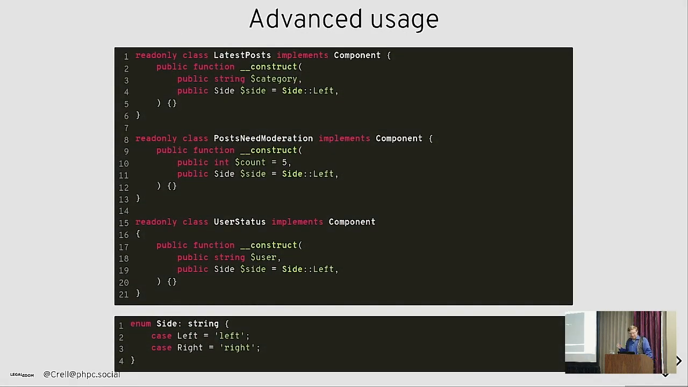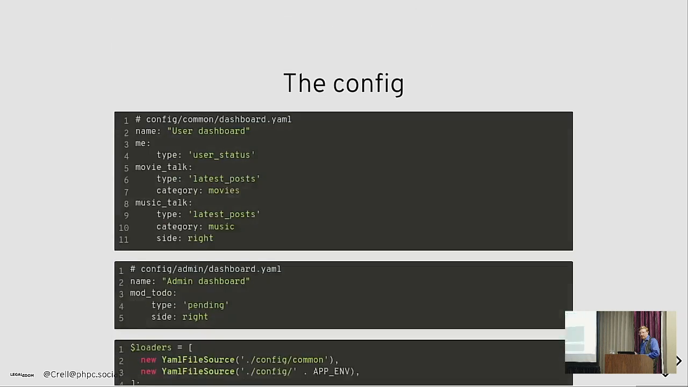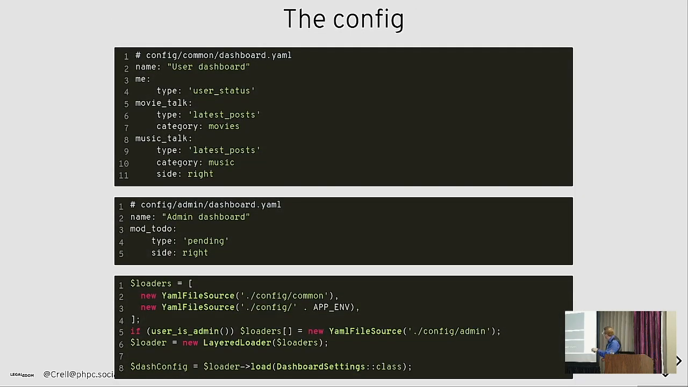Now we can define a couple of components which have some properties. They're backed by an enum. OK, nothing fancy here. And now we have a common dashboard config with all of these different components defined, flattened. So get rid of all that extra indentation. They have a type, which is going to indicate what type of component it is, and different properties depending on which type they are. And then the admin dashboard gets an extra property on it.